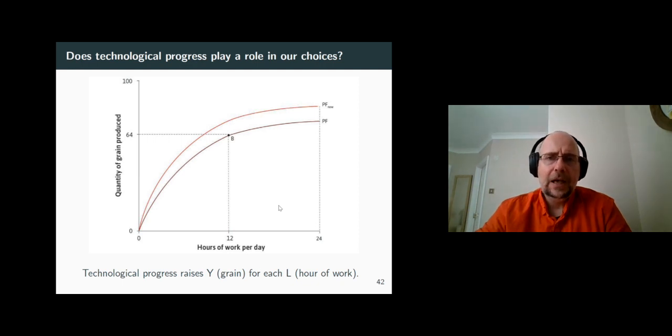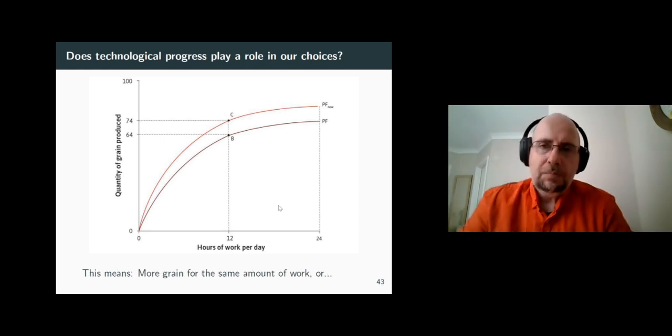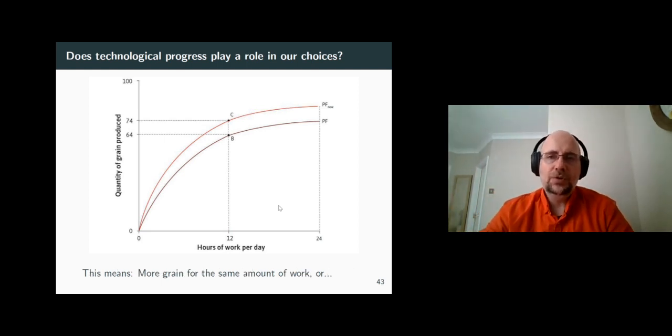Technological progress enables the producer to get more out from his inputs than before. So for each hour of work, the producer will be able to get higher output than before. This is why we have the new production function sitting above the old production function. So before the technological progress kicked in, the producer was able to get 64 kilos of output from his 12 hours of work. Now, with technological progress, he's able to get 74 kilos from his 12 hours working day.